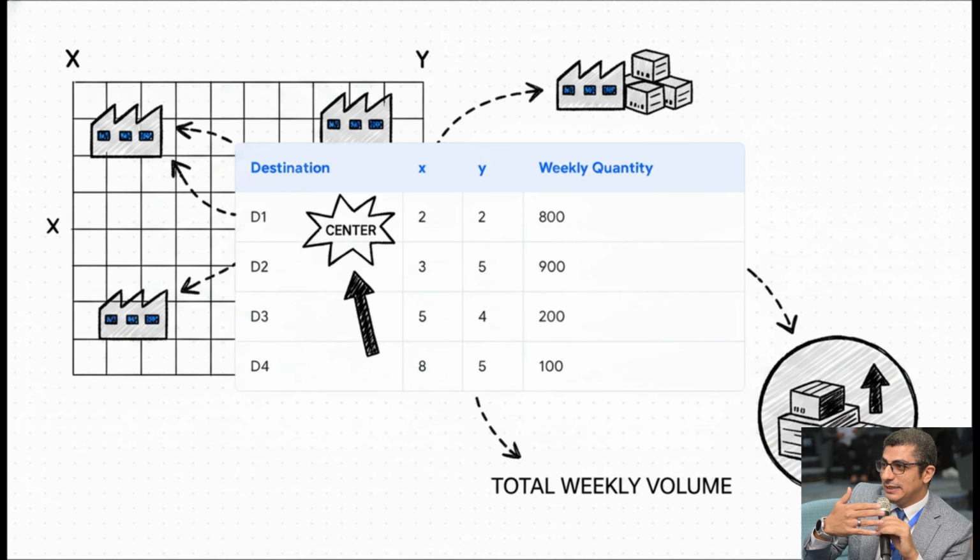We have our 4 destinations, their exact x and y coordinates, pulled right from our grid, and their specific weekly quantities. Notice the massive differences in these volumes. Destination 2 requires 900 units every single week. Meanwhile, Destination 4, way out on the right side of the map, only needs 100. Down at the bottom, you'll see our total weekly shipping volume comes out to an even 2,000 units.